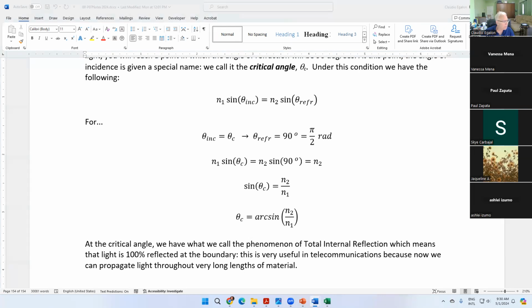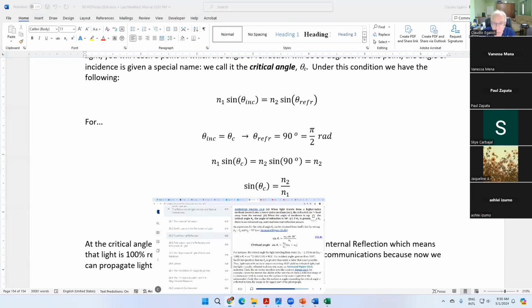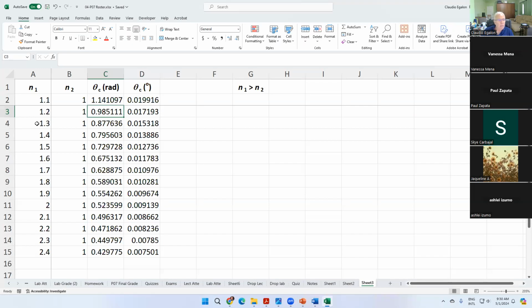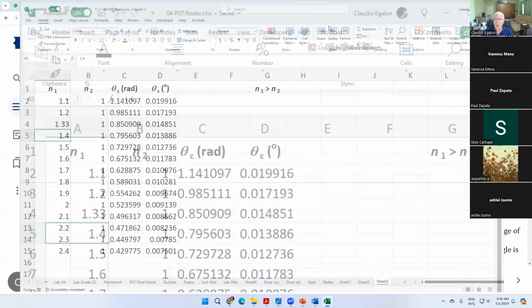N1 greater than N2. So let's take a look at the book as well. Total internal reflection, N1 greater than N2. This number here is always going to be less than 1, right? And we have this example here, water and air. We're getting 48 degrees here. Let's see if our calculations match what I got in there. I want to put 1.33 here. So here we go.